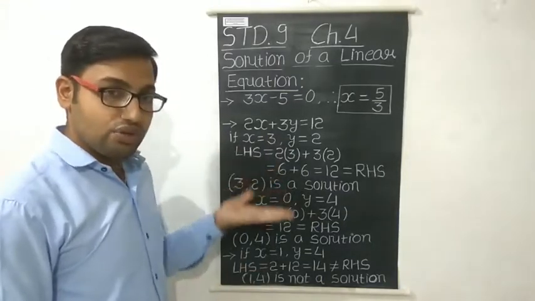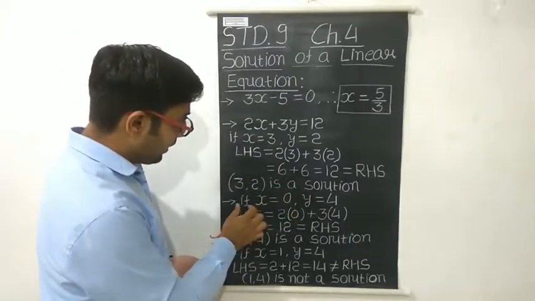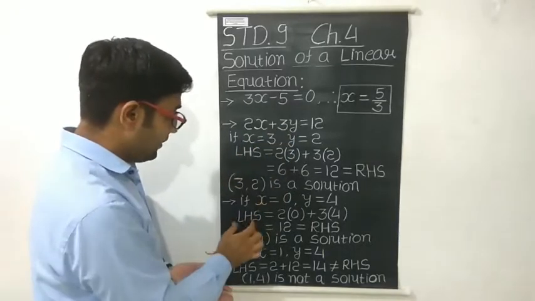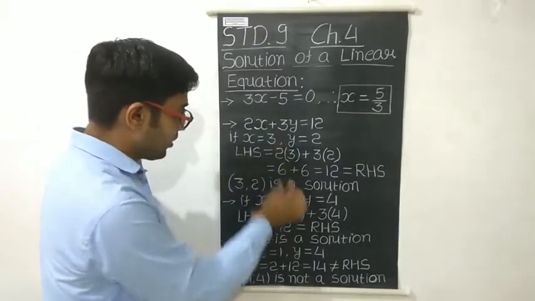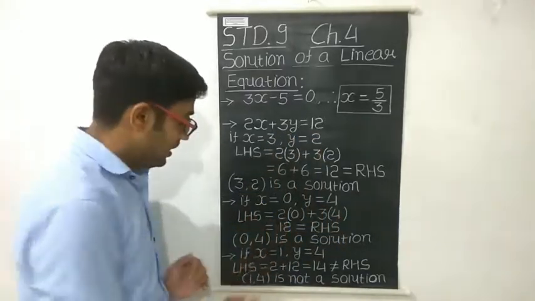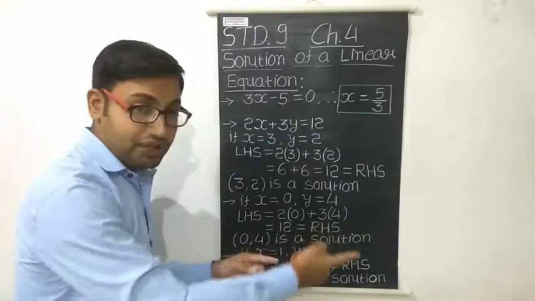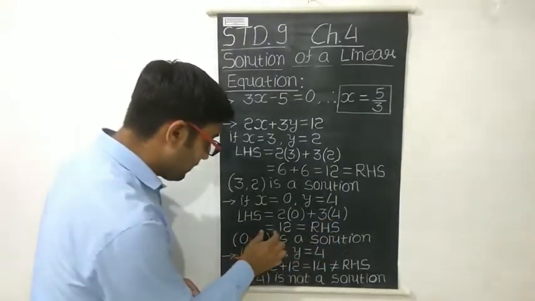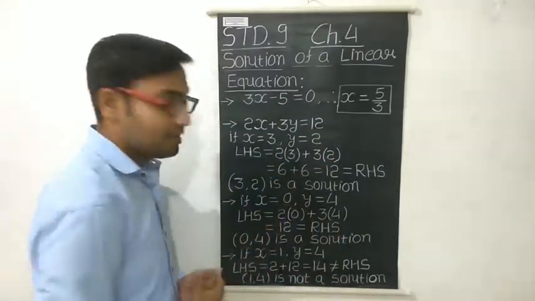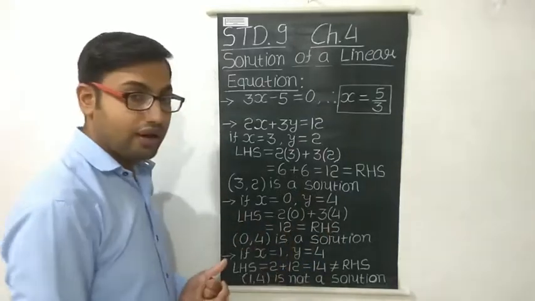Are there any other values possible? Yes. Let us check. What will happen if we take x is equal to 0 and y is equal to 4? See, on the left hand side, 2 as it is, instead of x we put 0, 3 as it is, instead of y we put 4. So 2 into 0 is 0, and 3 fours are 12. 0 plus 12 is equal to 12. So we get the total value equal to 12, which is also equal to the right hand side value.